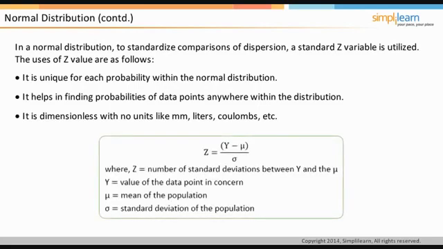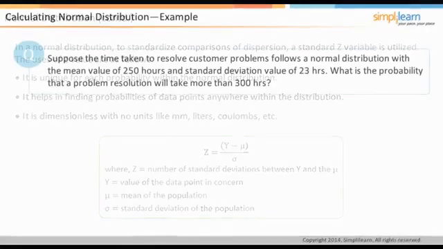There are different formulas to arrive at the normal distribution. We will focus on one commonly used formula for calculating normal distribution, which is z equals (y minus mu) divided by sigma. Here, z is the number of standard deviations between y and the mean, denoted by mu. Y is the value of the data point in concern. Mu is the mean of the population or data points, and sigma is the standard deviation of the population or data points. Let us look at an example for calculating normal distribution in the following screen.